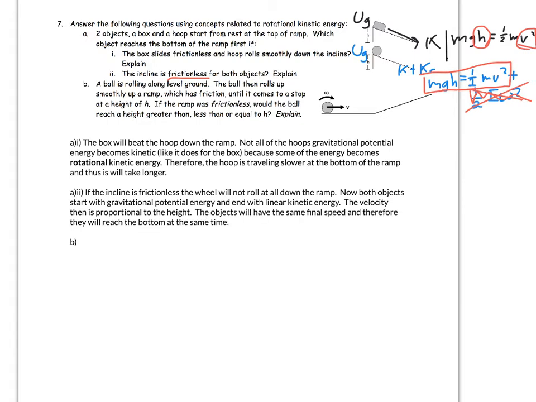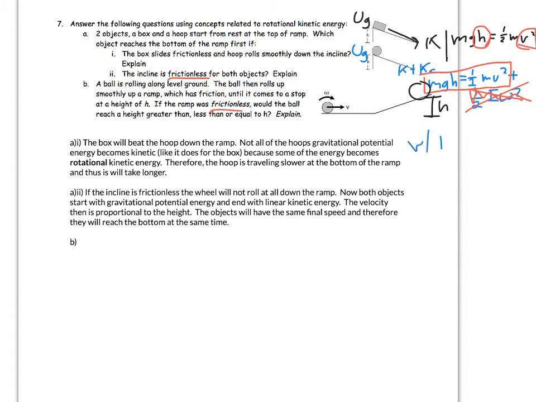For question B here, we're looking at this situation where there's a ball rolling along level ground. It's going to roll up a ramp with friction and come to a stop at a height of h up here. And we want to know how that height would change if the ramp was instead frictionless. So it's a similar idea to the last one. I'm going to think once again about my energies.